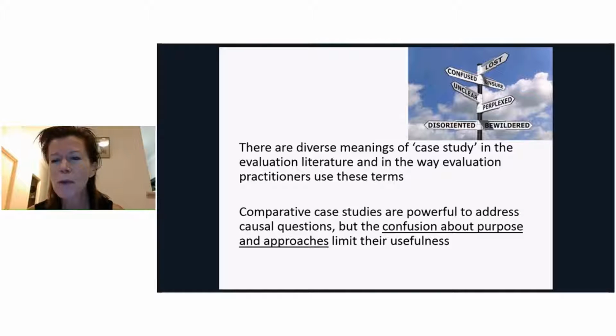People will say a case study is an insert box in an evaluation report. "Oh, we included a case study." What they mean is an insert box of a story of change or an experience within a particular program site. That, to me, is not the definition of a case study.